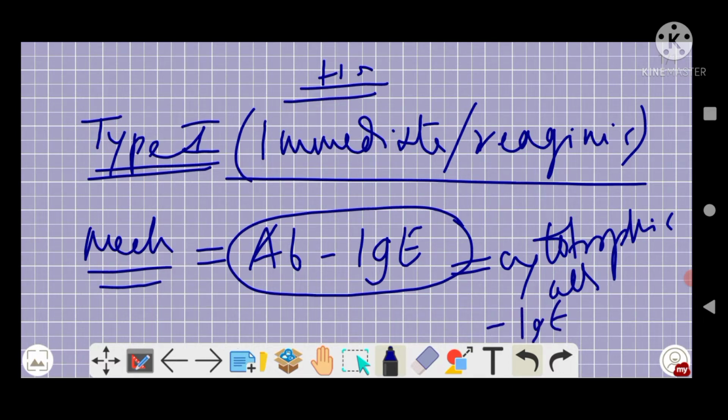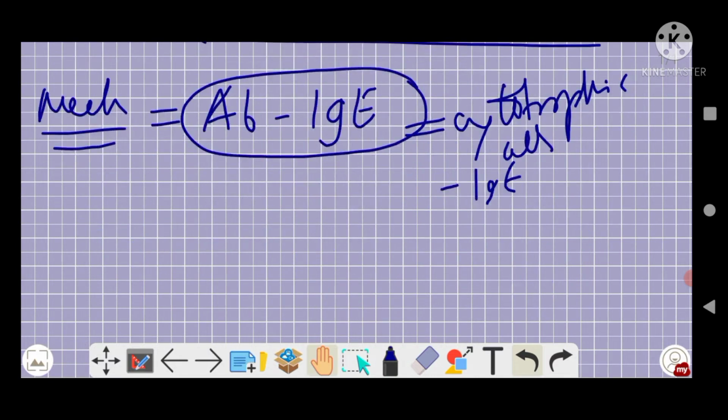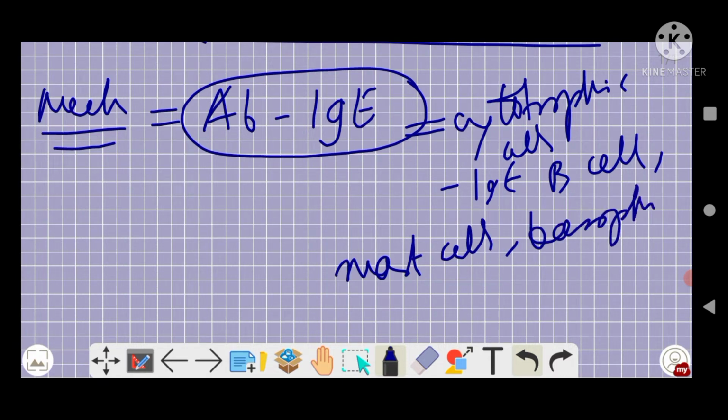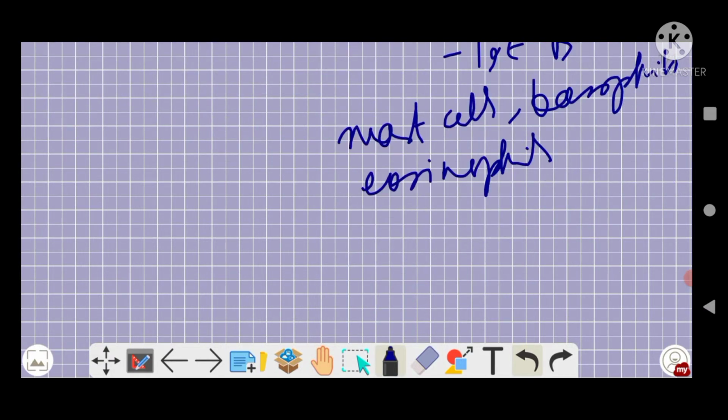IgE, B cell, then your mast cells, then basophils, eosinophils. These are the important cells that maintain your type 1 hypersensitivity reaction. Now if they ask whether vasoactive amines or histamines play any role or not.